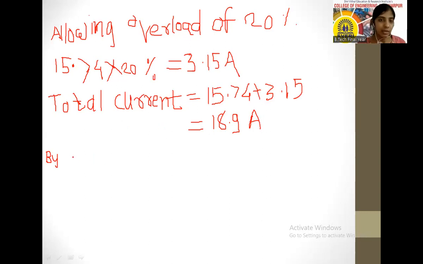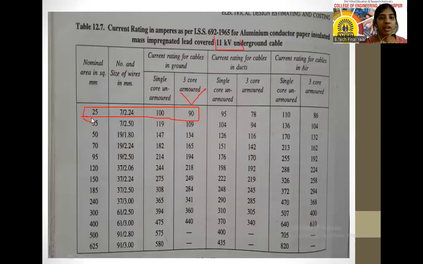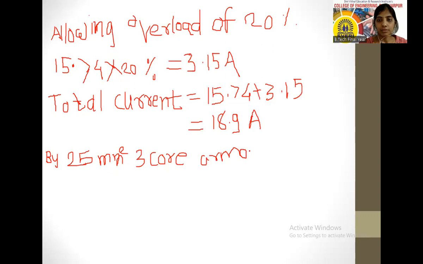Okay, so you can select the conductor size of 25 mm square, 3-core armored cable, aluminum conductor. For the aluminum, I will write Al conductor.